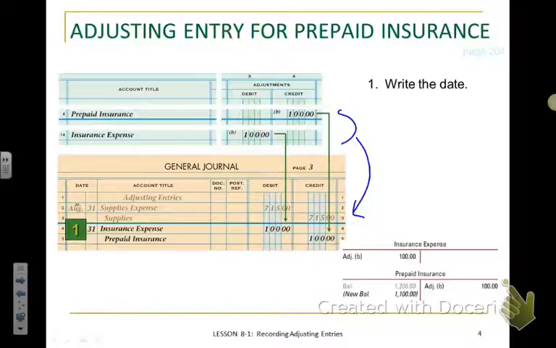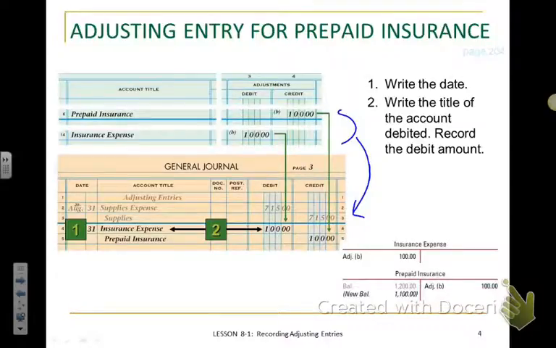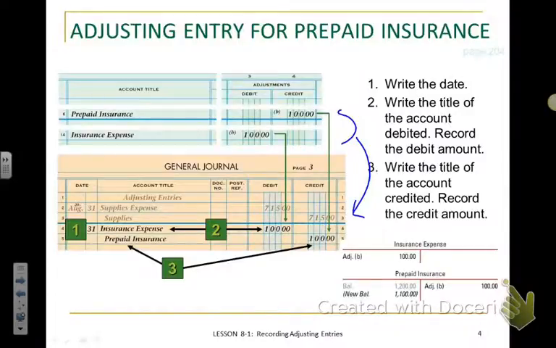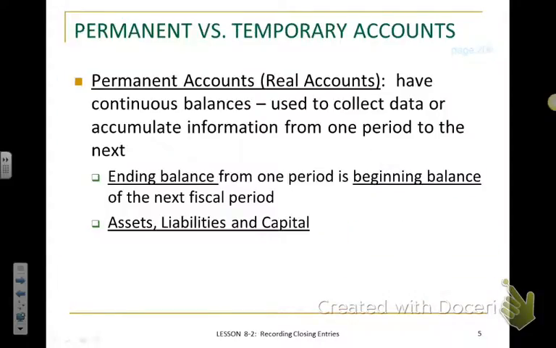We're going to write our date, same date, because again, it's at the end of a fiscal period, and we're going to write our debit amount, which is for our B transaction. We're going to write our debit to our insurance expense, and then we're going to write our credit to our prepaid insurance. And that's it for our adjusting entries. Pretty simple, really, because the information just comes from that adjustments column in our worksheet.